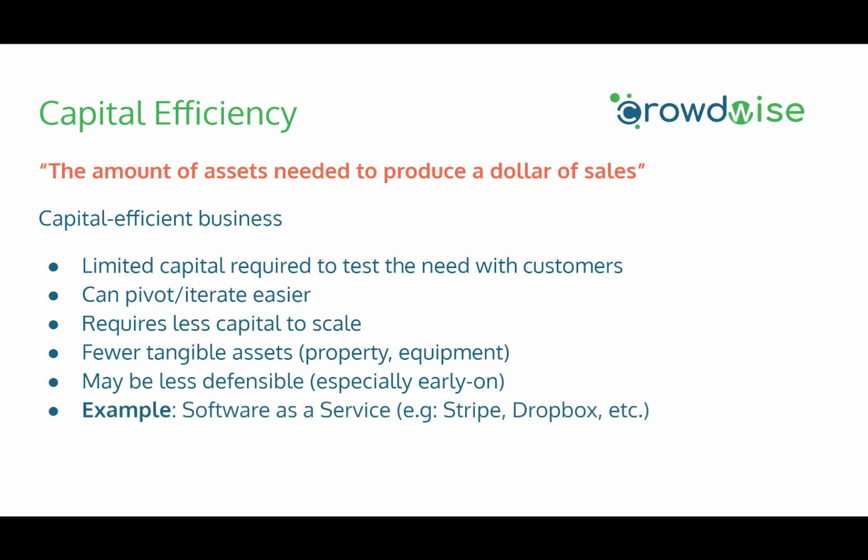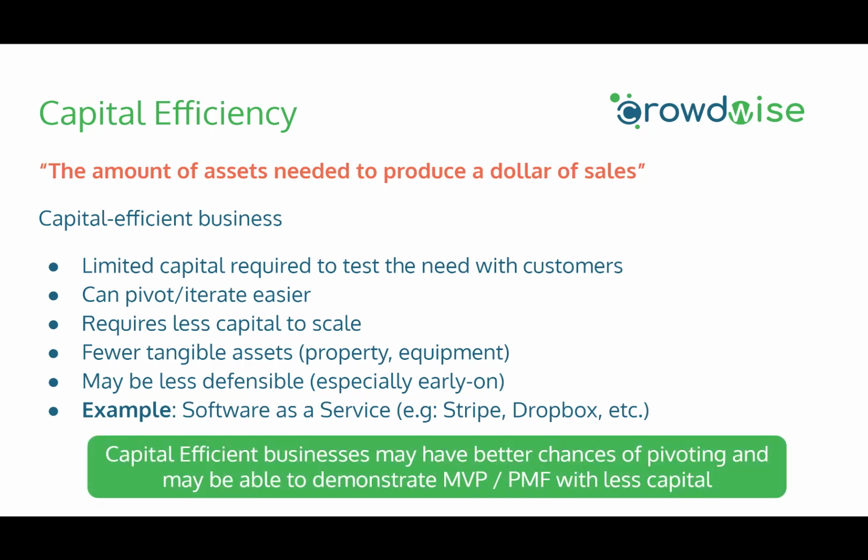An example of a type of capital-efficient business is software as a service. Think of Stripe, Dropbox, and some of the other software services that are now massively successful. Remember, capital-efficient businesses may have better chances of pivoting and may be able to demonstrate a minimum viable product, MVP, or product market fit, PMF, with less overall capital. Thus, some angel investors and venture capital firms choose to invest in only capital-efficient businesses, since they believe that the value of each of their invested dollars can go a longer way.